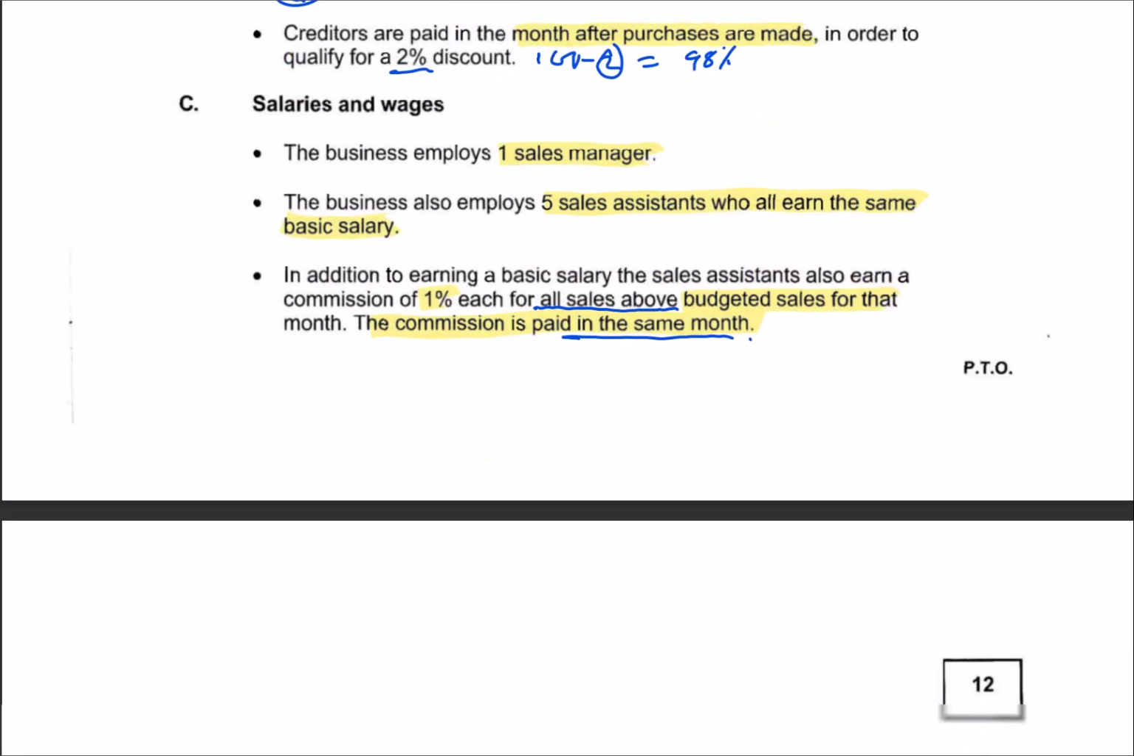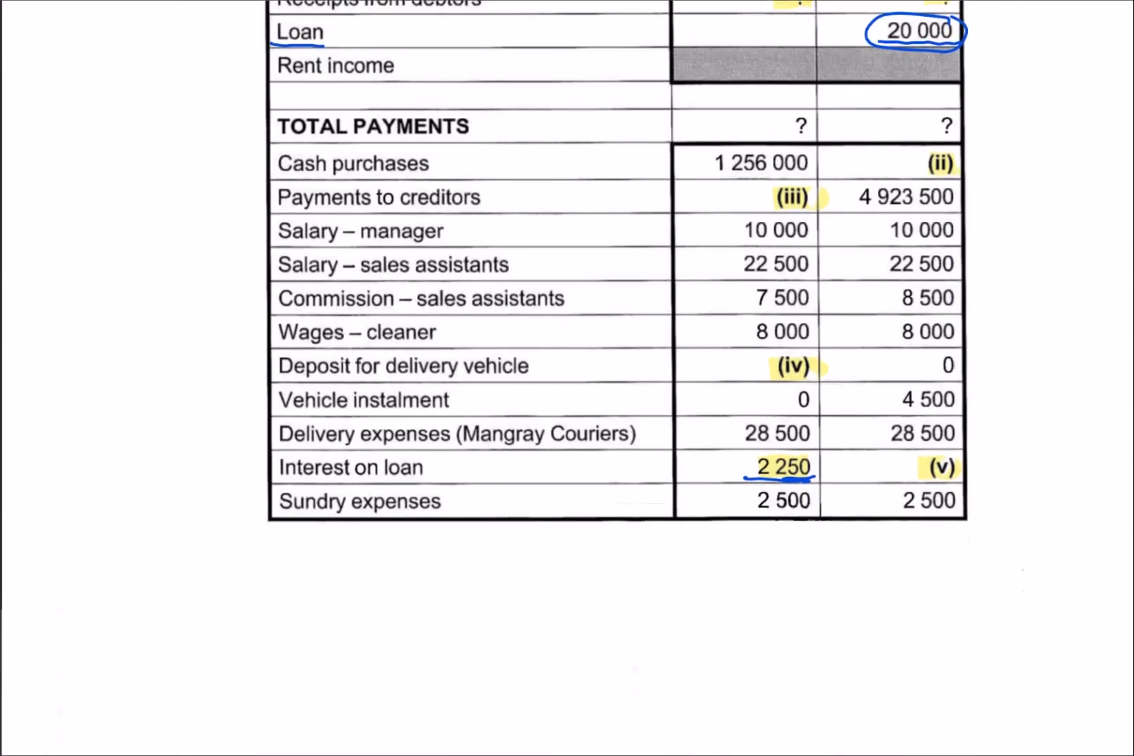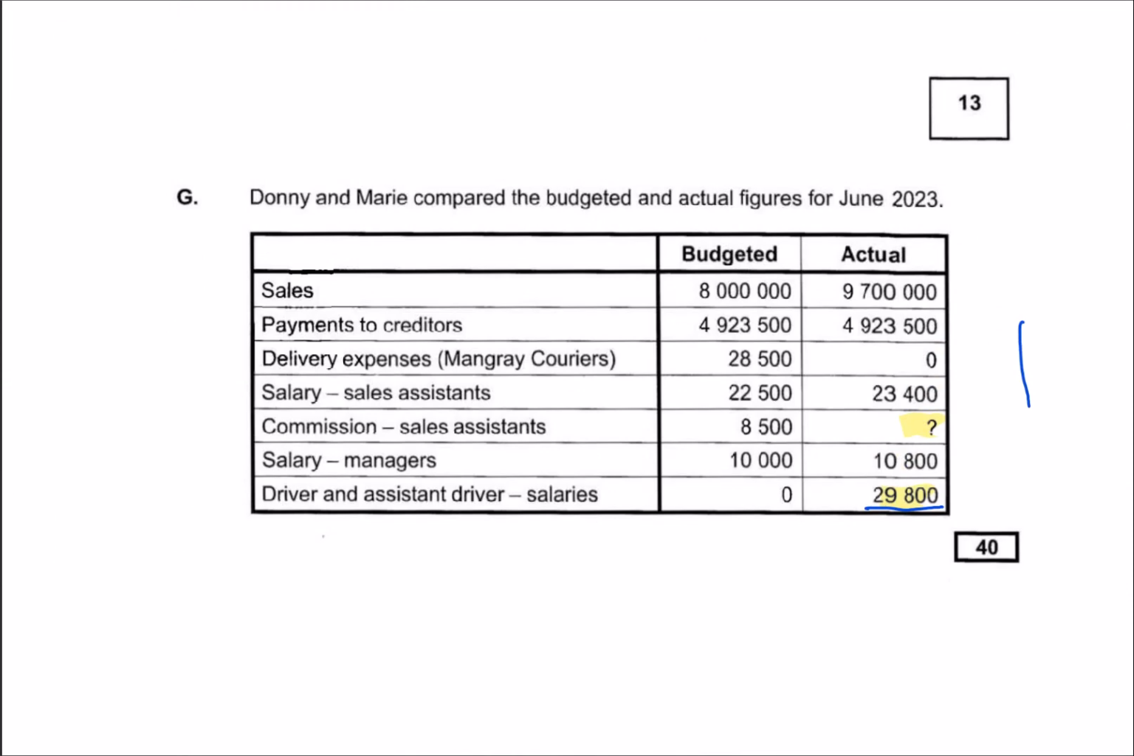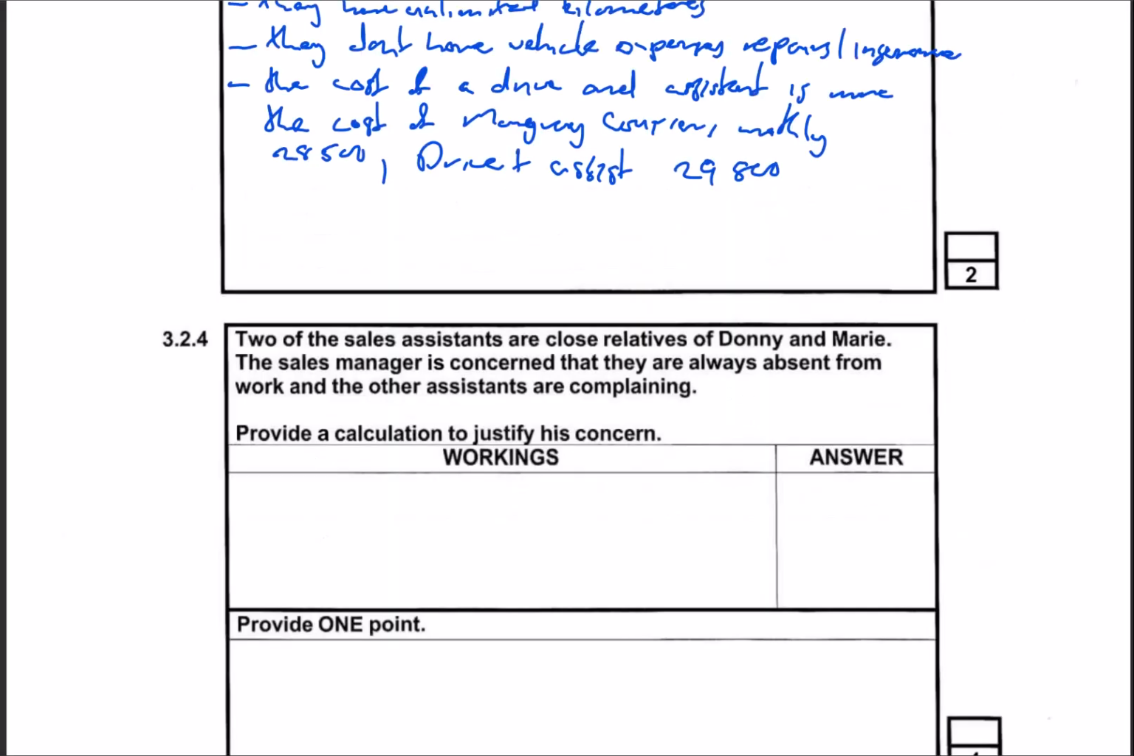Then if you look at the question here at the bottom, the budgeted sales for the month of June was 8 million, and the sales that they managed was 9,700,000. So the working that you give is 9,700,000 minus 8 million, which gives you 1,700,000.